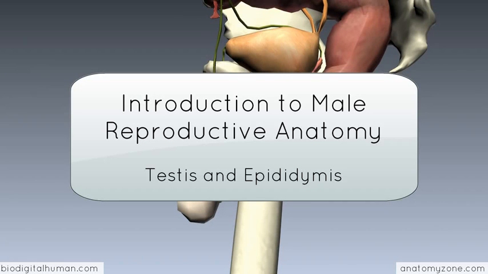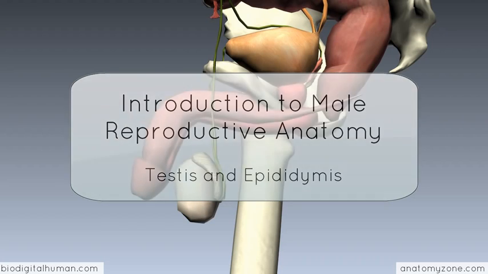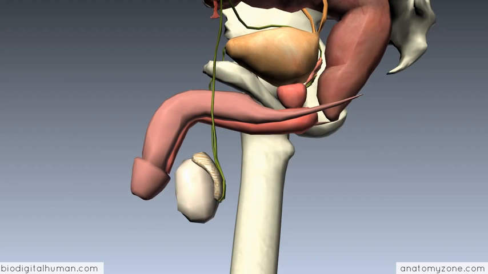Okay, so this is a tutorial on male reproductive anatomy. I'm going to talk you through some of the main structures relating to the male reproductive system. We're going to begin with the testes, which are the primary sex organs of the males. They're akin to the ovaries in the females.